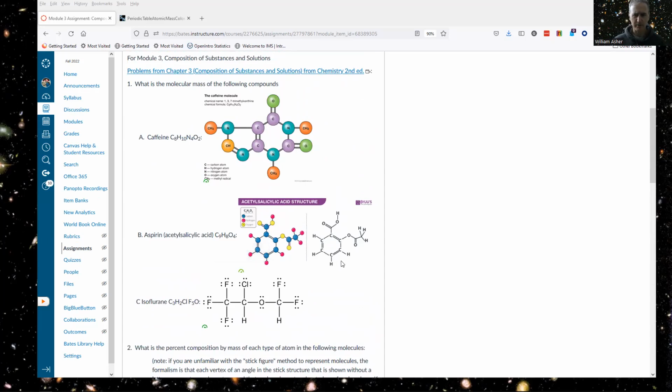And there should be 8 hydrogen atoms. So 1, 2, 3, 4, 5, 6, 7, and 1, 2, 3, 4, 5, 6, 7, 8. So there's 8 hydrogen atoms, and there should be 4 oxygen atoms. So there's 1, 2, 3, 4. So the formula checks out, and that's acetylsalicylic acid.